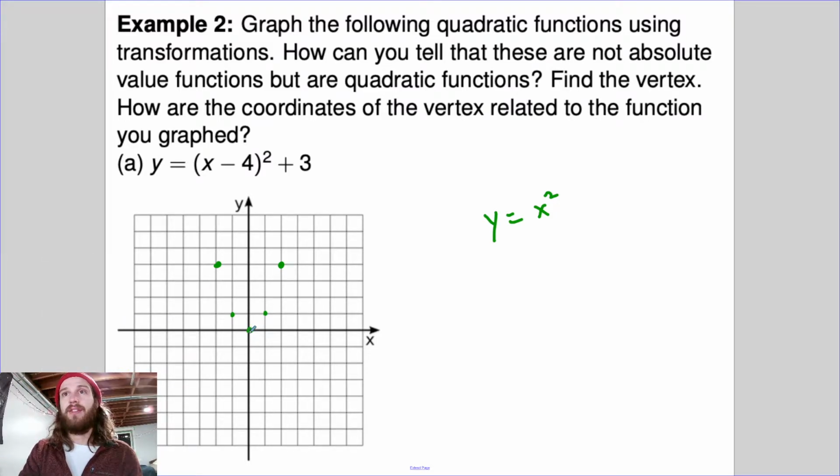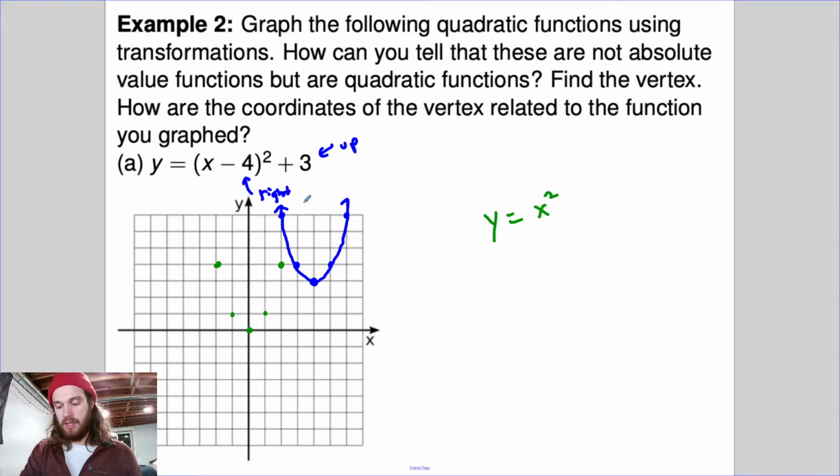So we're going to start with the vertex, shift it to the right 4, and then shift it up 3. So vertex right 4, up 3, and then you just draw the exact same shape that you had, because our a value, or the thing that's out in front of our parentheses, is just a 1. So since there's just a 1 there, it has the exact same shape. This is our graph.